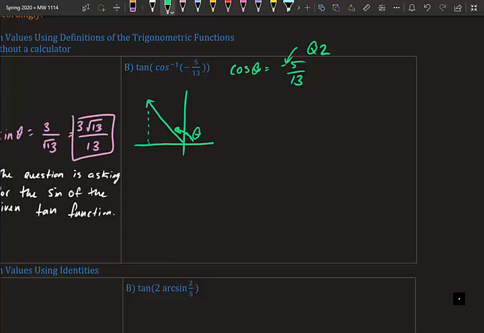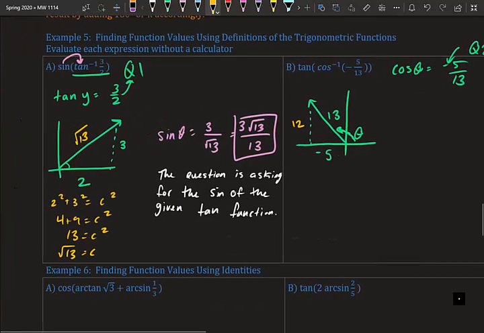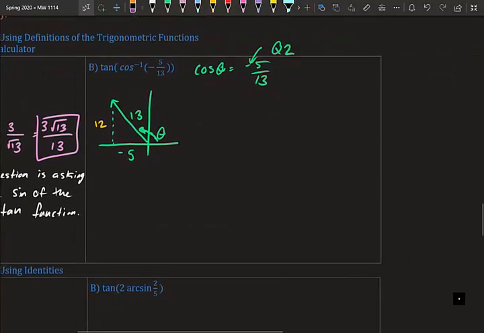Alright, remember cosine is adjacent over hypotenuse, so adjacent is negative 5, hypotenuse is 13, and it's negative 5 because it's left on the x's. To find our missing side, you use the Pythagorean Theorem, and it's 12. You know how to use the Pythagorean Theorem. You know how to find the missing side of a triangle, so I'm not going to show you, but we just use the Pythagorean Theorem to find any missing side.